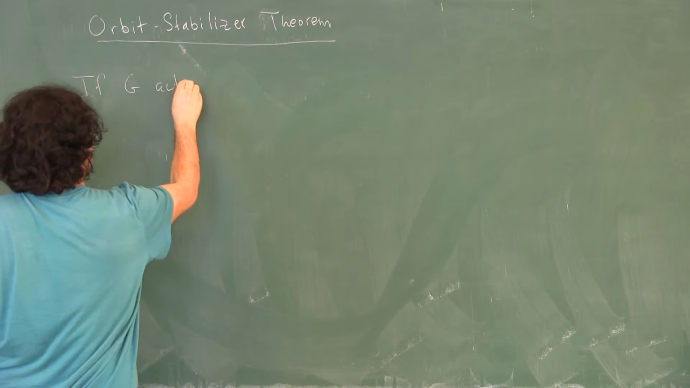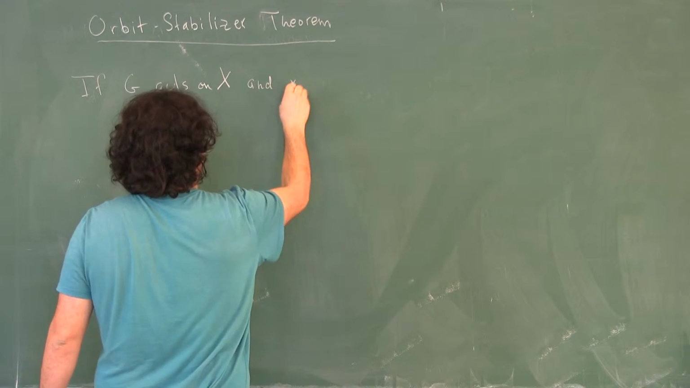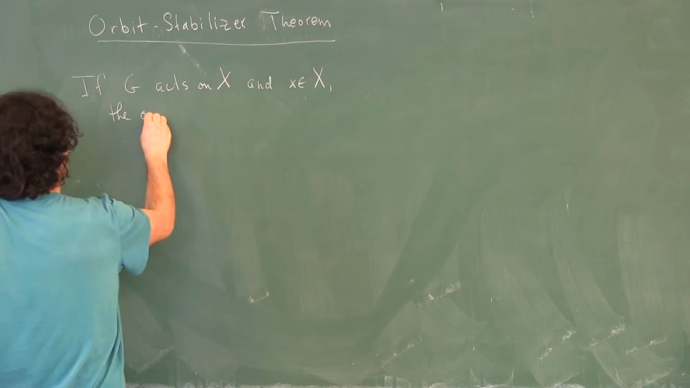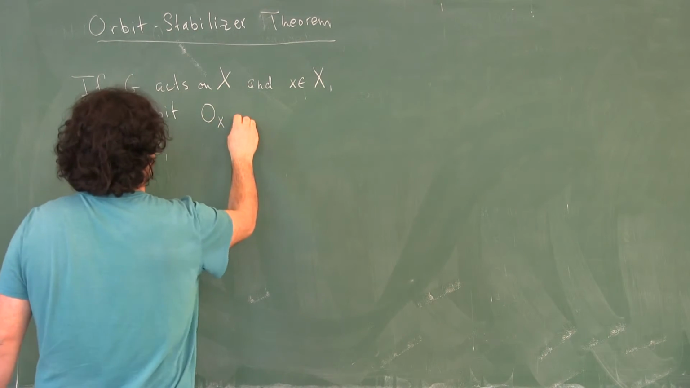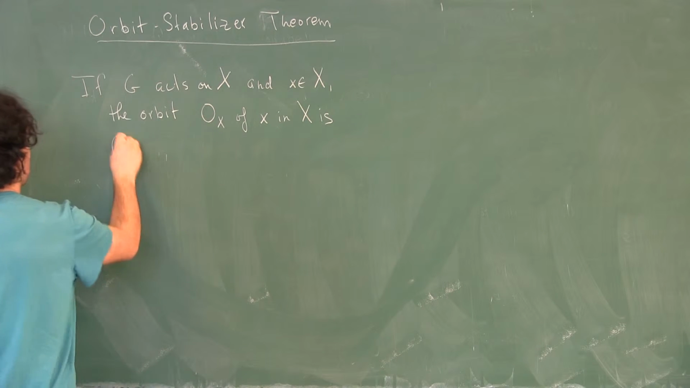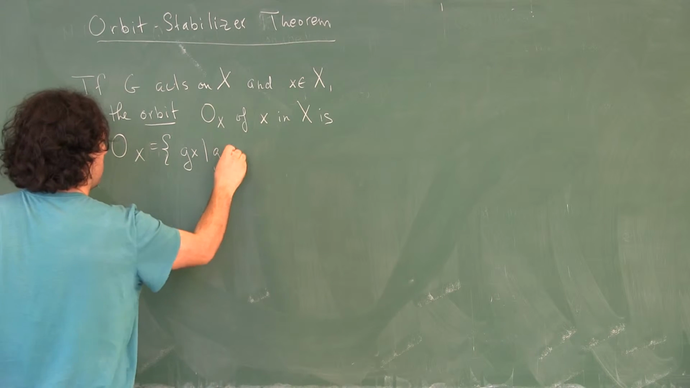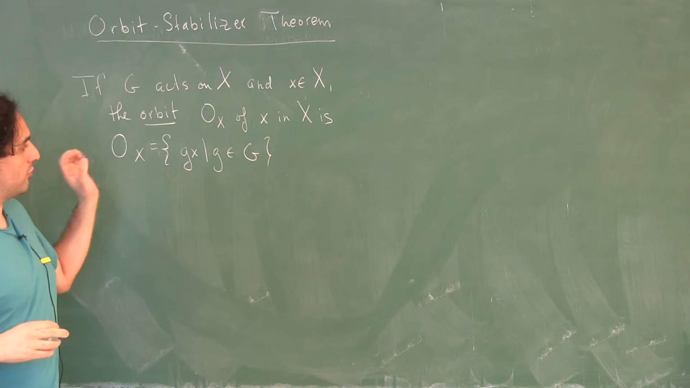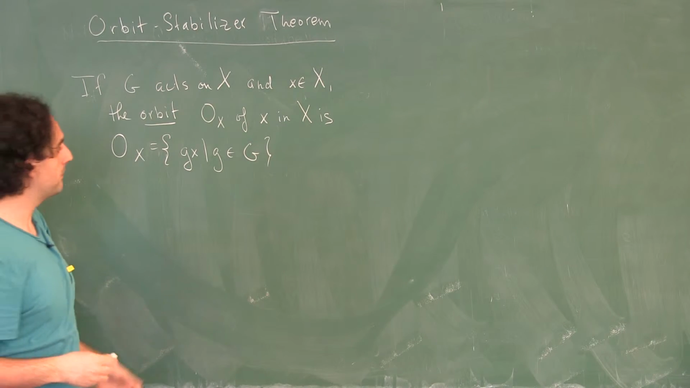So if G acts on X and x is in X, the orbit O_x of x in X is the set of gx with g in G. In other words, we look at how we can move around the element little x by applying the group G.